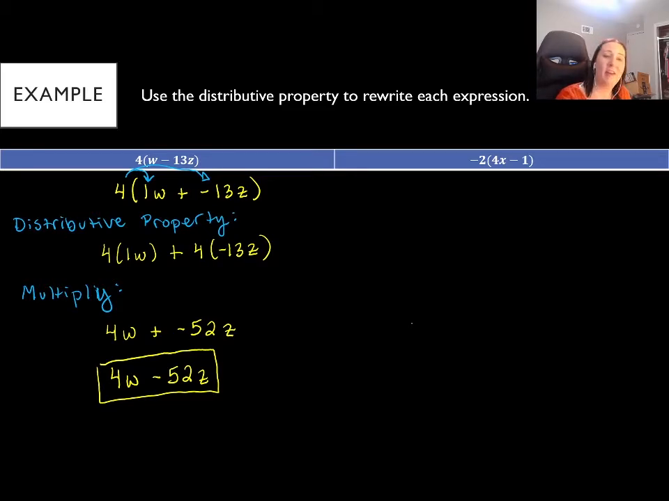And you'll see that in my example on the right, because on the right is one of those where I see a lot of people make mistakes with their signs. And so you'll see why I want you to write it as adding a negative. So on the right, we've got negative 2 times 4x minus 1. So I'm going to rewrite the minus 1 as adding a negative. So I've got negative 2 times 4x plus negative 1.